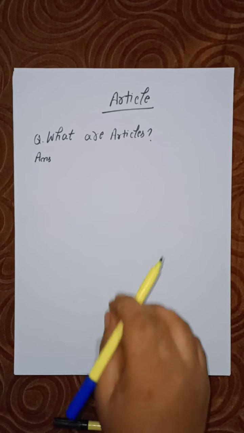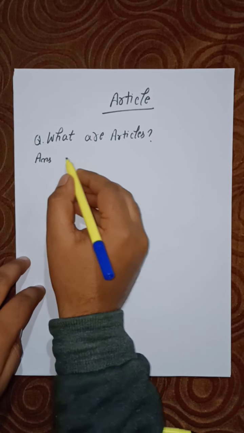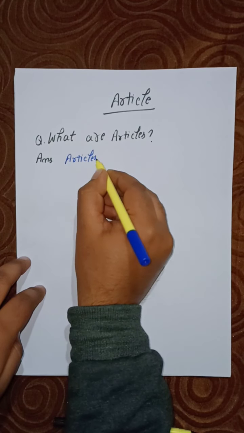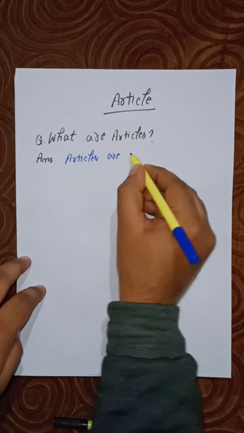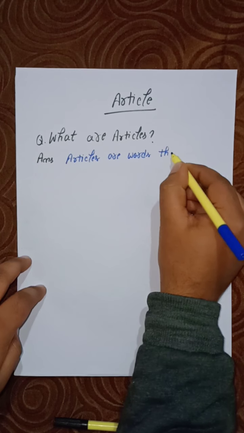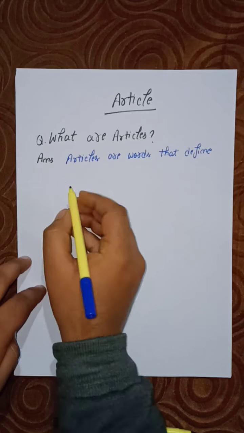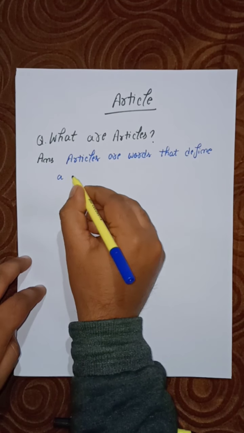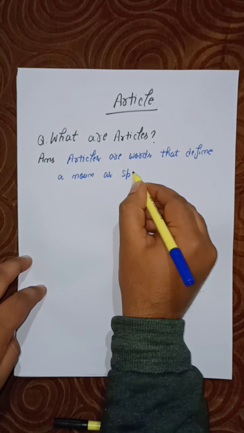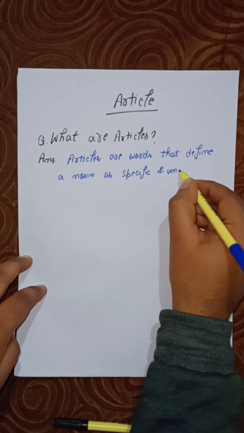Firstly, we will write the definition here. What are articles? The answer is: articles are words that define a noun as specific and unspecific.